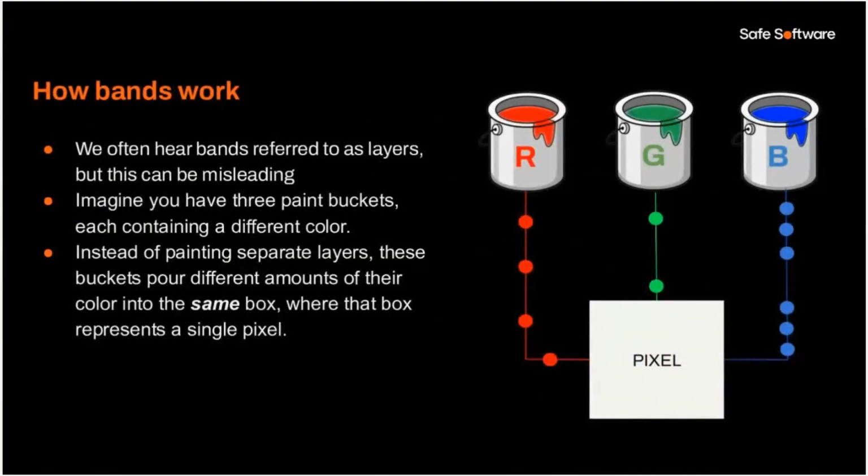So we often hear bands referred to as layers, but this can be kind of misleading. Instead, imagine you have 3 paint buckets, red, green, and blue, and they're all releasing different amounts of paint into one box, where that box is your pixel.